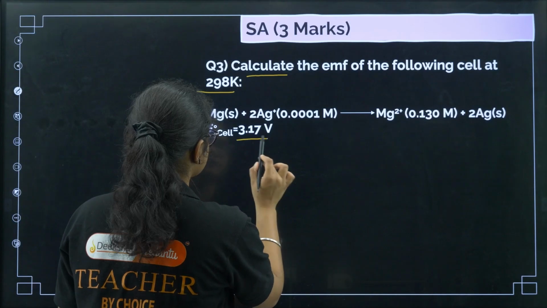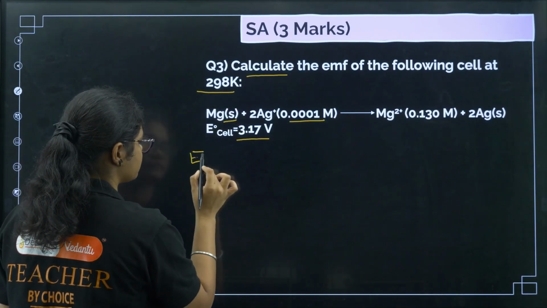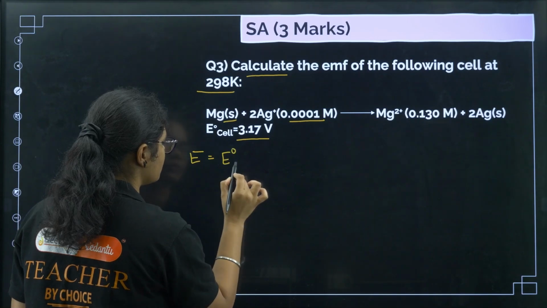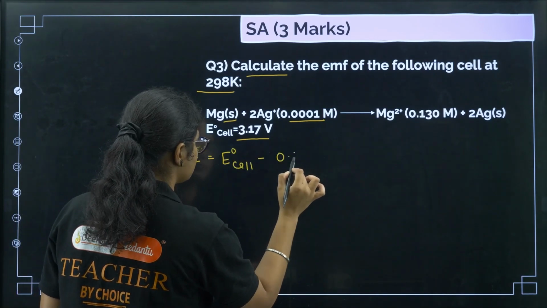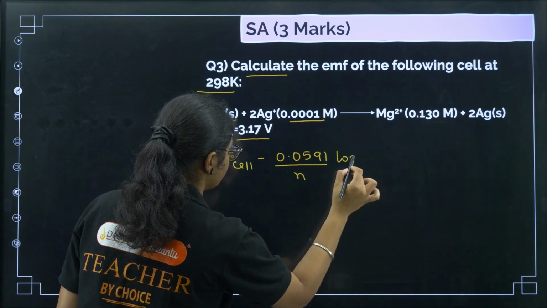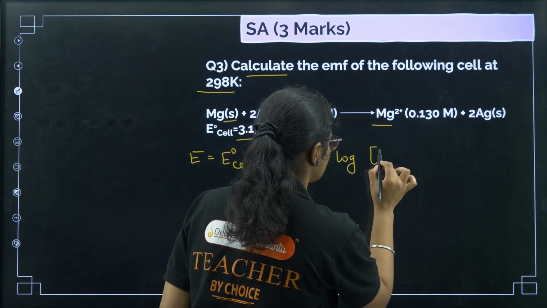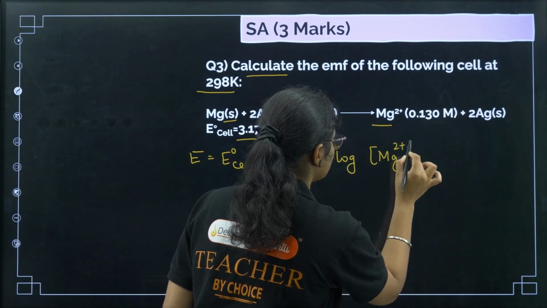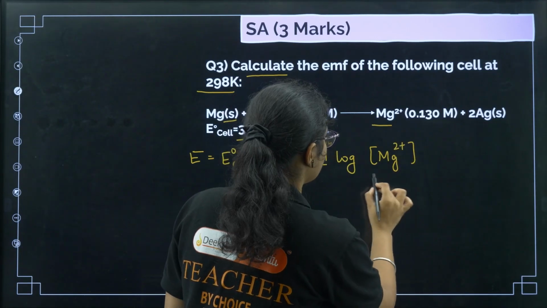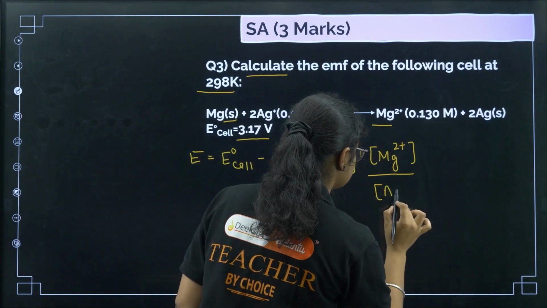Okay, we'll use the Nernst equation because concentrations are given. So directly we can write the first formula: E of the cell is equal to E naught of the cell minus 0.0591 by n log of, okay, what are the ions in the product side? You have Mg2+, right? Log of Mg2+ divided by, and there is no other ion, and here I have log of Ag+.